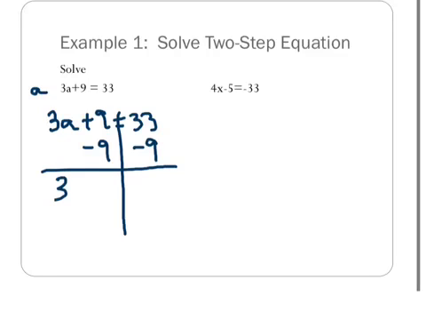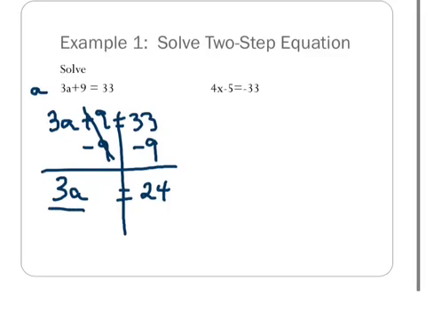So on the left side, I'm left with 3a. These guys have canceled each other out. And on this side, I have a positive 24. Remember, we're adding the opposite. So I'm taking 33 and I'm adding a negative 9. So I'm adding that negative.